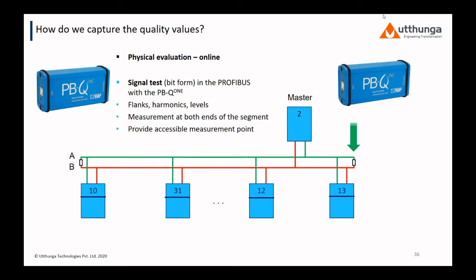The PBQ1 device is a handy tool, along with software that you need to install on your monitoring system. It's a laptop, a monitoring system. You can install it on the laptop, and then you can get the overview of your network. Within a second you can identify both the logical and physical evaluation of systems.